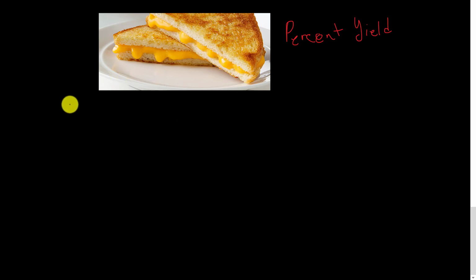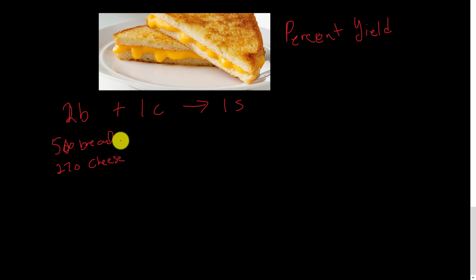Let's put our formula here. So we put 2 pieces of bread, we're just going to put a B, plus 1 piece of cheese becomes 1 sandwich. But now you've got to think of a scenario where you have 500 pieces of bread and 270 pieces of cheese, and you are tasked with making as many sandwiches as you can. You can do your calculation here. We're not going to do the full calculation, but we know that with 500 pieces of bread, we could make 250 sandwiches. And that's obviously less than what the 270 cheese could make.